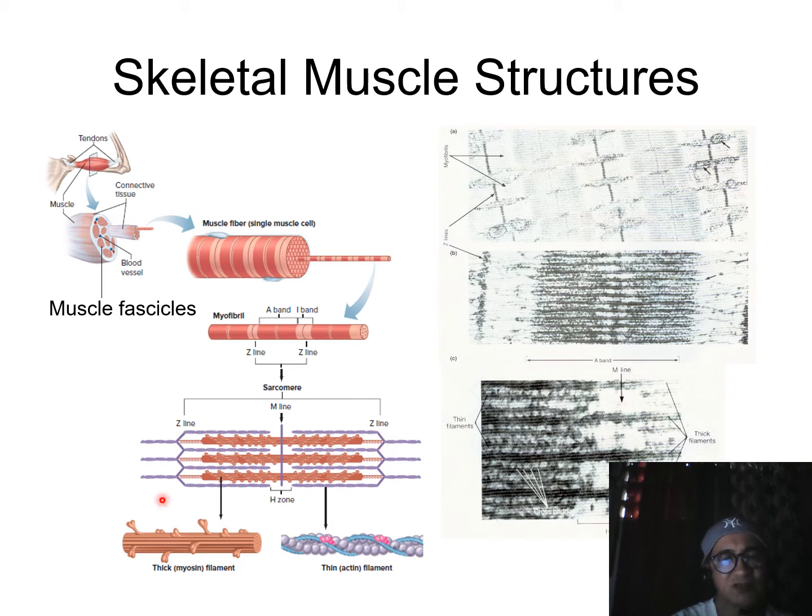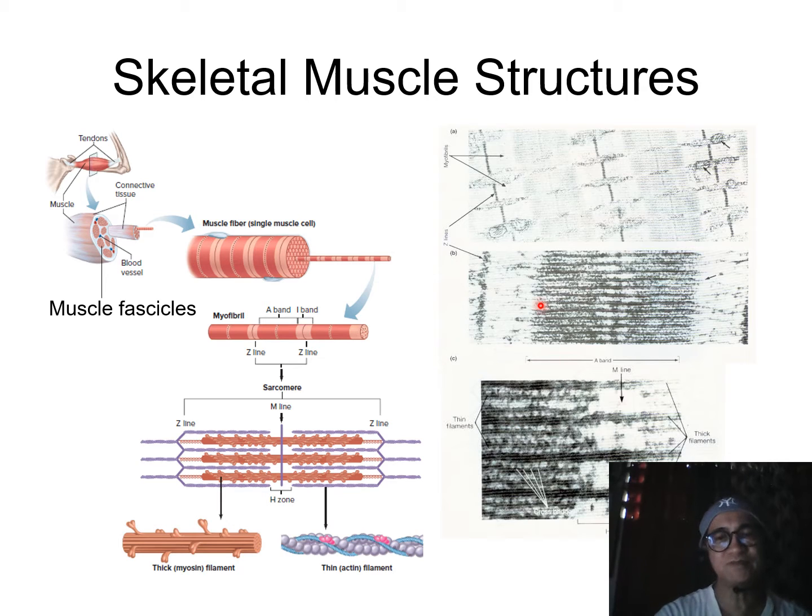So during muscle contraction, the thin filaments are described to slide along the length of the myosin filaments towards the middle of the A band. This has been described as the sliding filament theory. That is, during muscle contraction, the thin filaments slide along the length of the myosin filaments towards the middle of the A band. So it's called the sliding filament mechanism or theory.